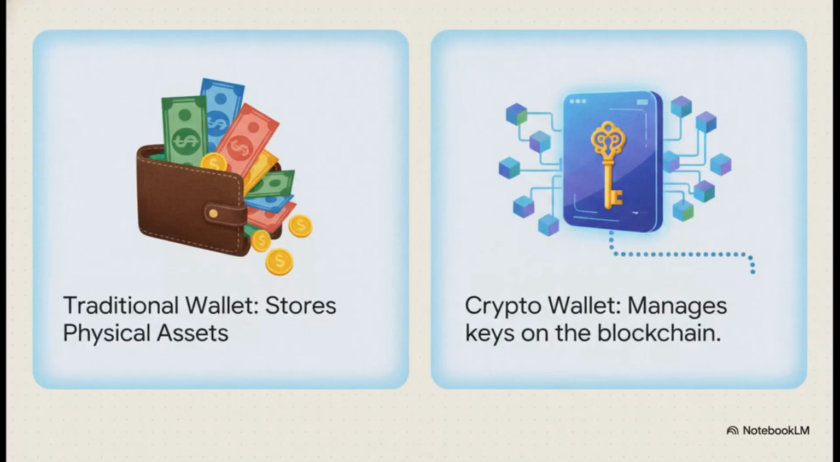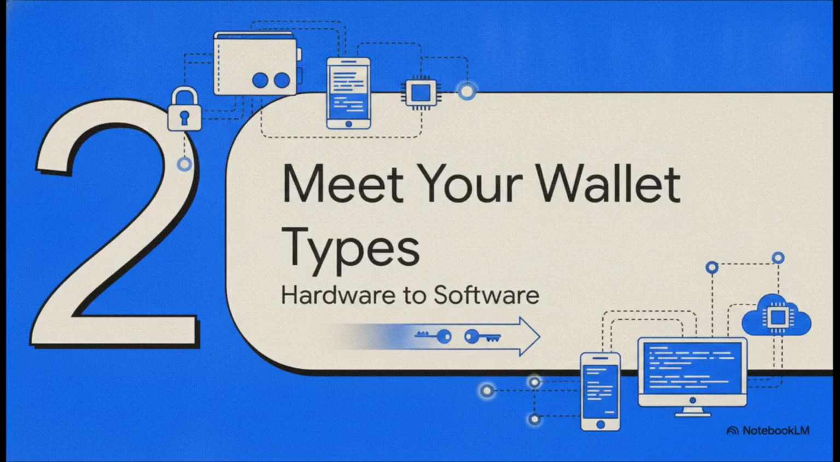Now, there's a massive beginner myth we absolutely have to debunk right off the bat. Our traditional wallet, sure, that stores physical cash inside it. But a crypto wallet holds absolutely no physical or even digital coins inside the software itself. None. Instead, it securely manages cryptographic keys that prove you own the assets living out on the blockchain. The assets stay on the network. Your wallet just holds the key to unlock them. Makes sense, right?